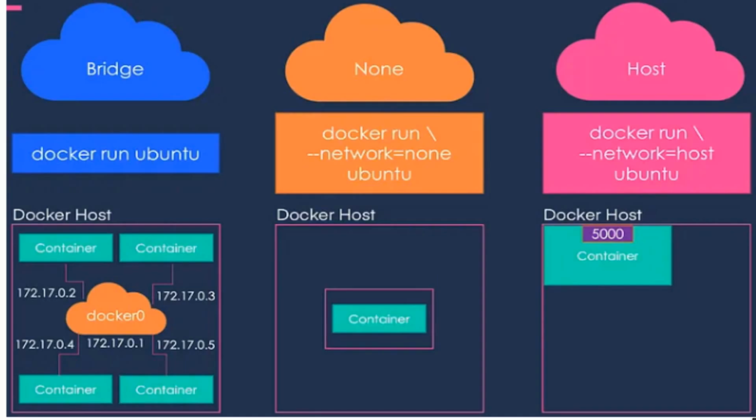The first one is bridge, the second one is none, and the third one is host. Docker run Ubuntu, docker run --network none Ubuntu, and the third one is docker run --network host Ubuntu. By default, when you run the image directly, it will automatically have the bridge network. If you need to use none or host, you need to define it in the command line. I will explain this Docker networking in a separate video as well.